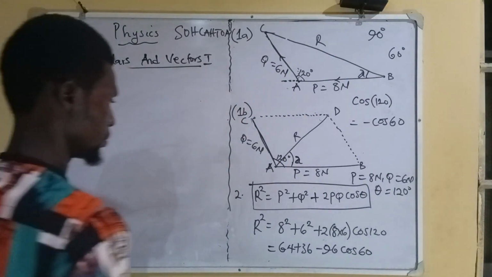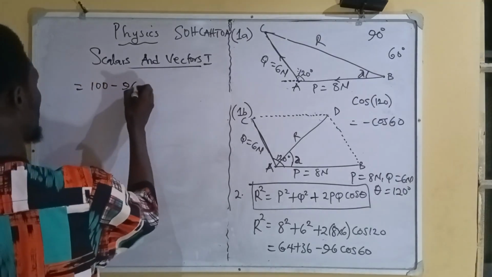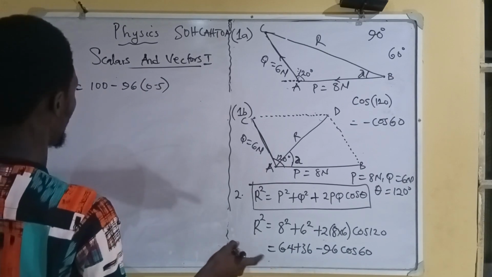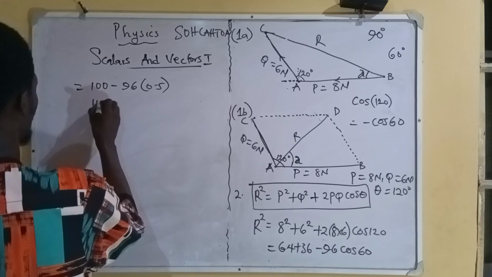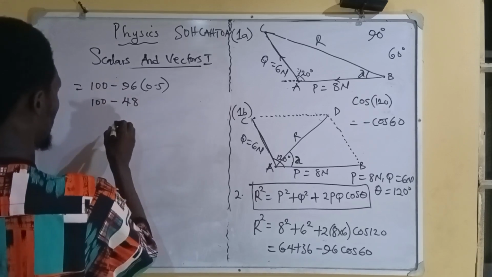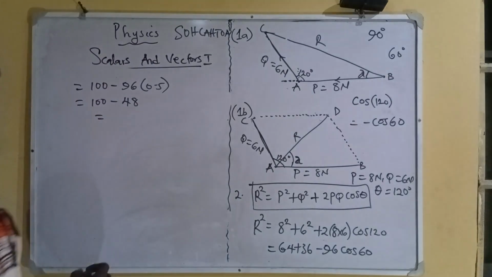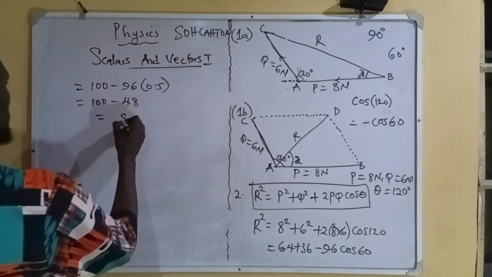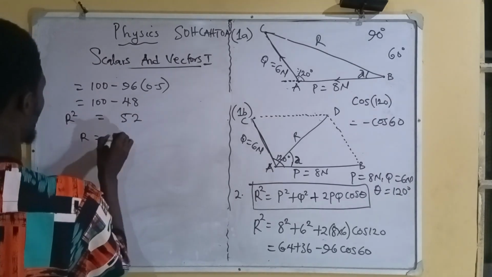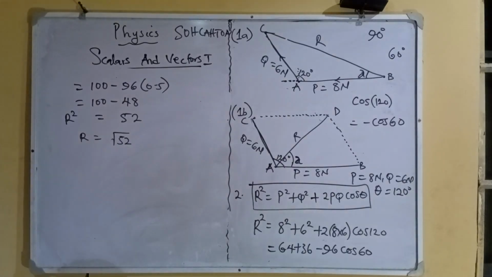So this will become 200 minus 96 times 0.5, because cos 60 is 0.5, and you will have 100 minus 48, and that will be equal to 52, right? So your R squared equals 52. So you take the square root of both sides and you have the square root of 52.